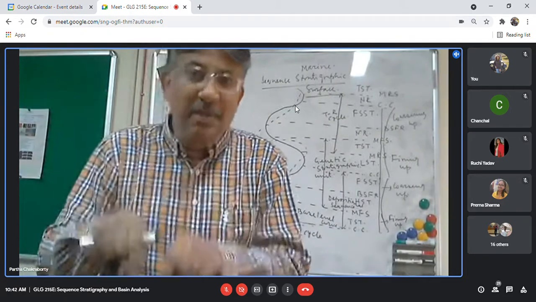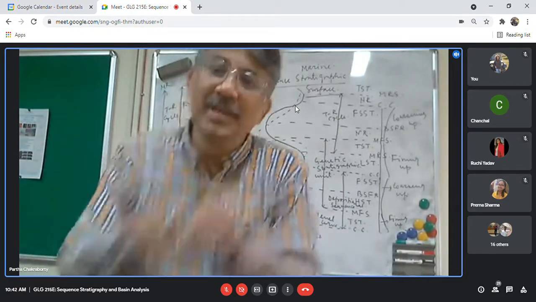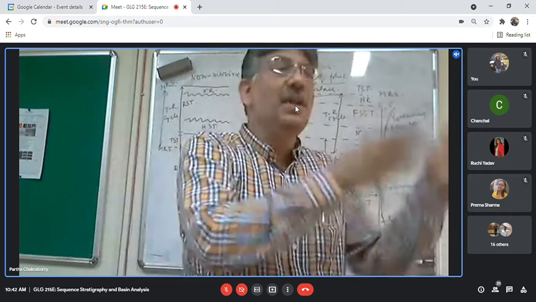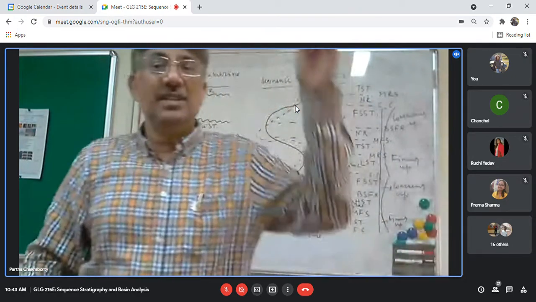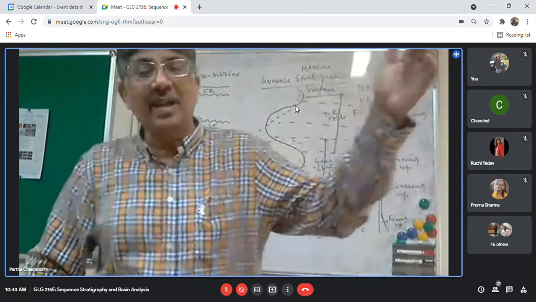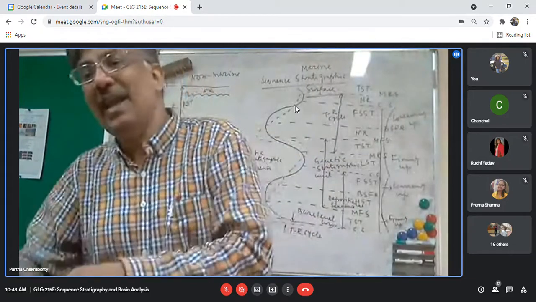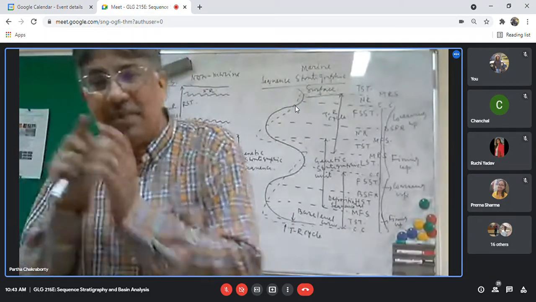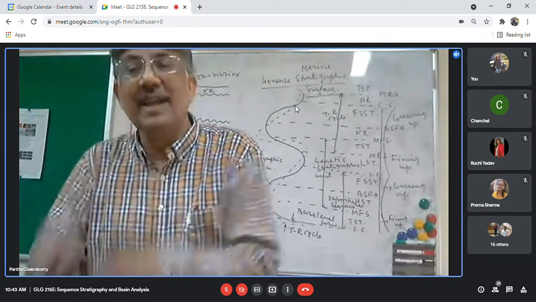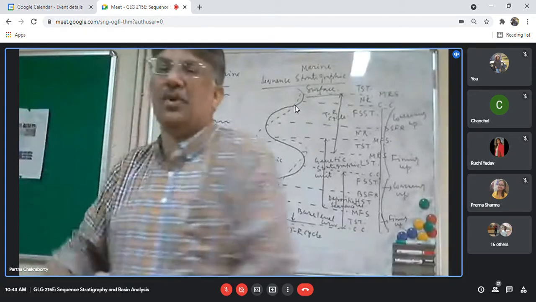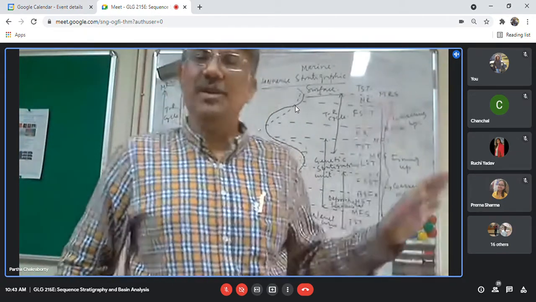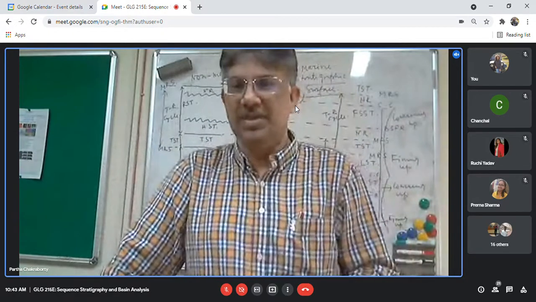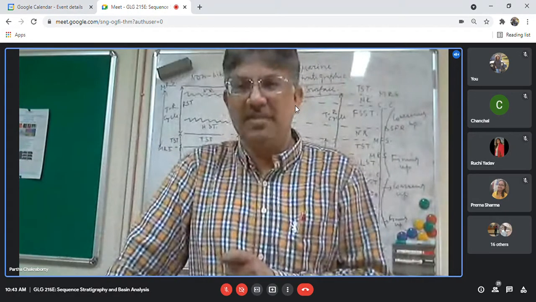So the correlative conformity here is actually denoting the unconformity, because that unconformity is a diachronous surface. It starts falling and goes on falling, and then the top of that fall, the last fall event, is correlatable to the correlative conformity. I will come to it when I discuss what actually is correlative conformity and how I pick it up in the stratigraphic succession.